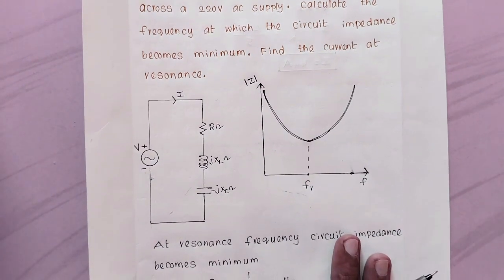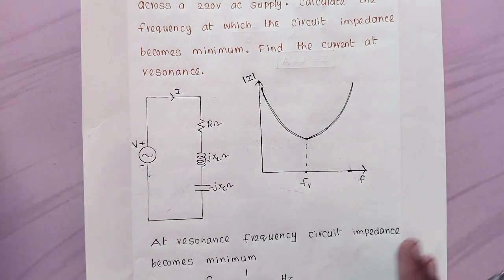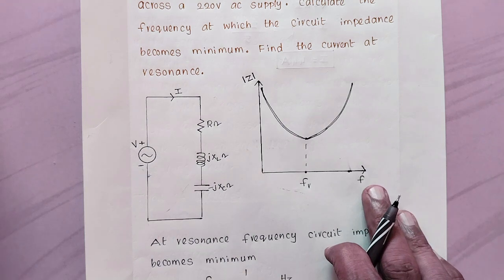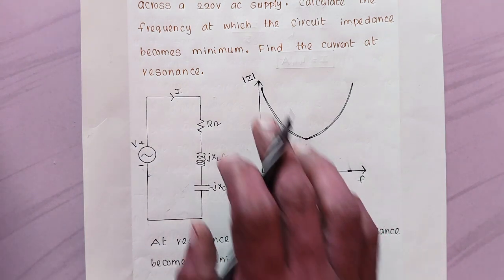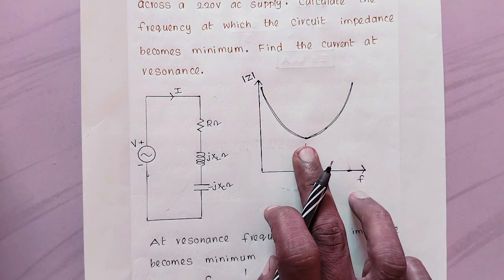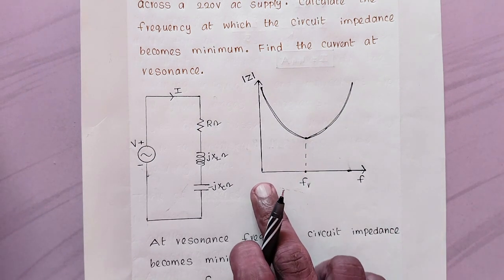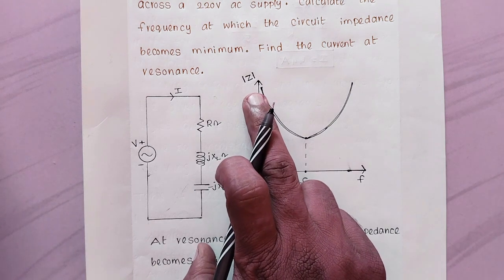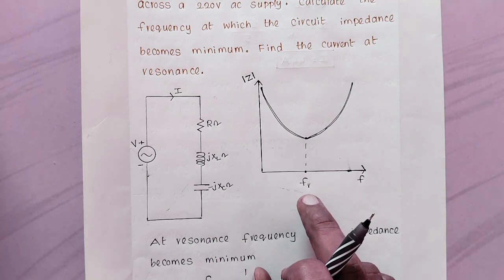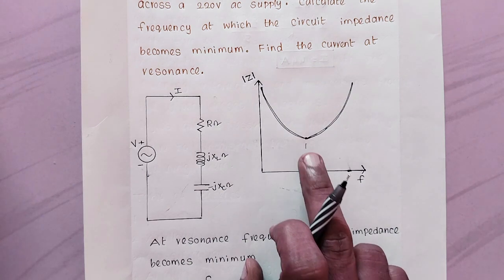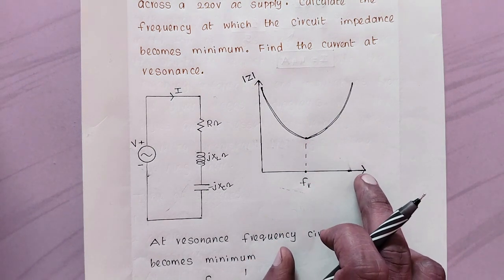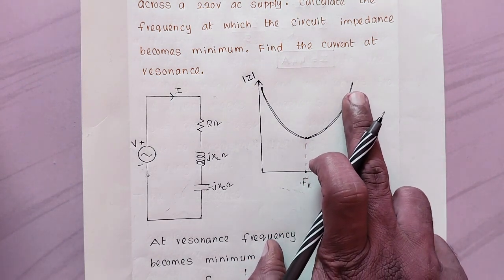So here let us draw the diagram of impedance against frequency, with frequency in hertz. If we draw the diagram of impedance against frequency, the impedance curve looks like this. At frequency 0, the impedance offered by the circuit is infinity, and it decreases up to the resonance frequency. At resonance frequency, the impedance offered by the circuit is minimum, and at infinite frequency, the impedance offered by the circuit is again infinity.